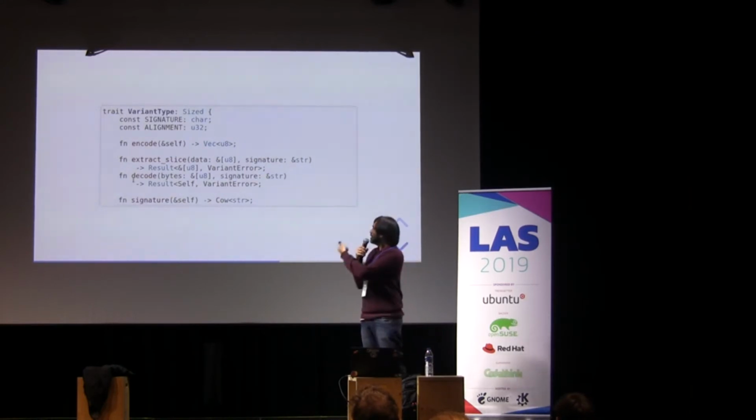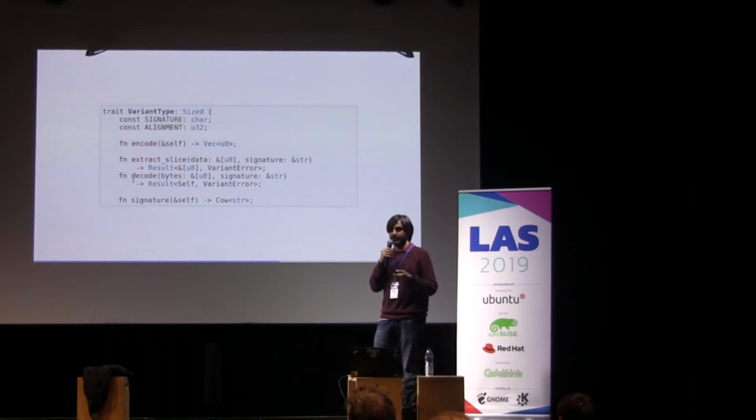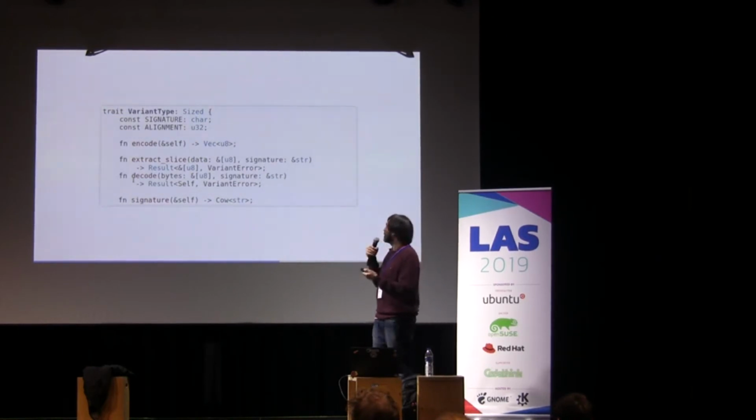So this is a trait for anything that can be encoded and decoded into DBus wire format. As you can see, any type that claims it can go on DBus has to provide its signature, its alignment, a method to encode it, and a method to decode it. Don't bother with extract slice. It's too much to explain right now.